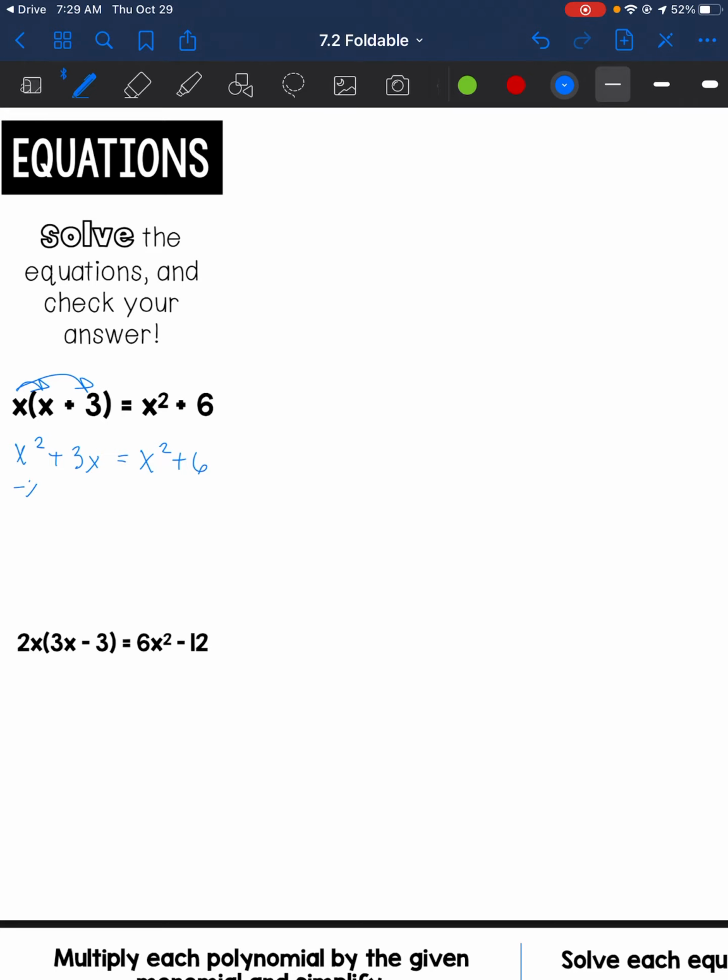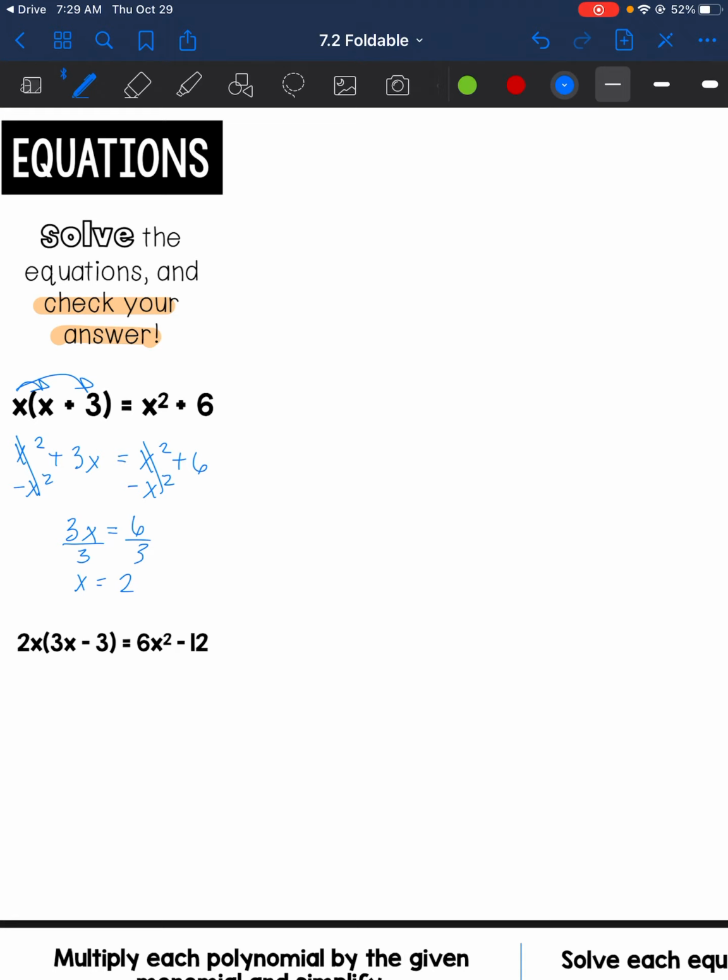Okay, so let's subtract x squared from both sides, and that gives us 0 and 0, so we're left with 3x is equal to 6. Divide both sides by 3, and we get x is equal to 2. Okay, so it does ask us to check our answer.